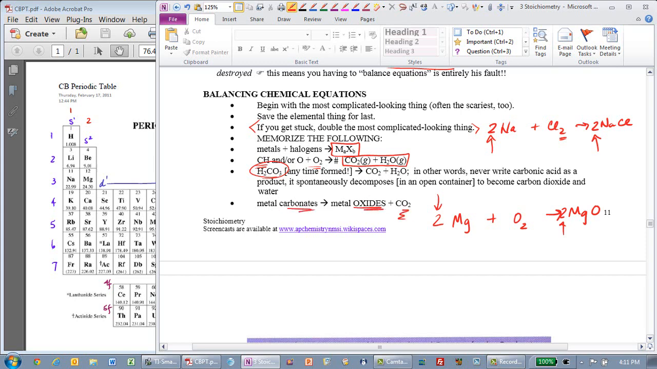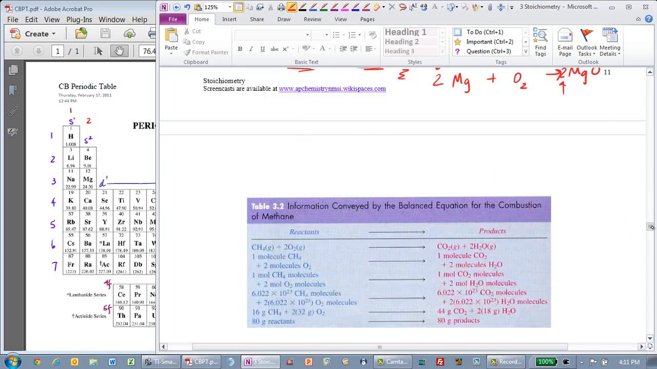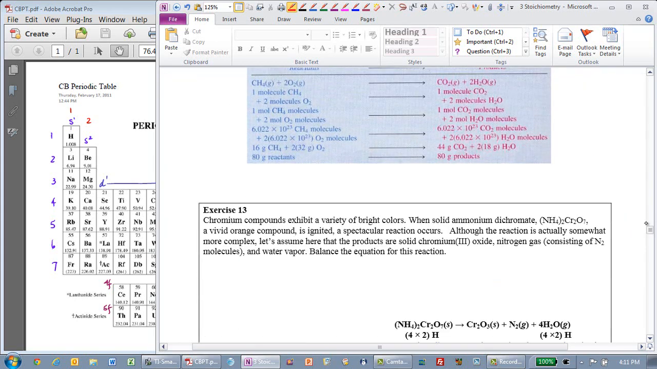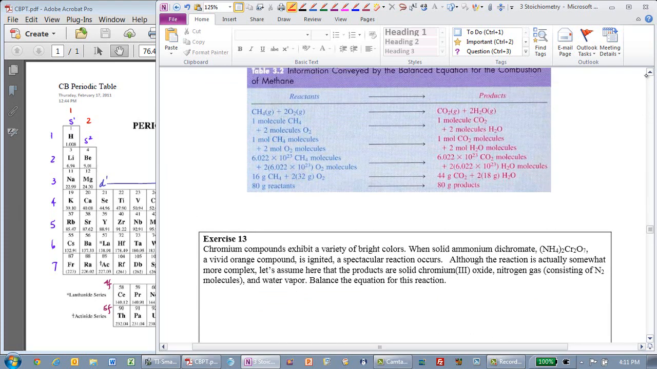So this is just a few general things that you might as well give up and memorize out of self-defense, because you're going to see them quite a bit through the course, and you don't want to constantly be scratching your head wondering how that works. This little chart is just some good information that's conveyed by balancing chemical reactions, and this one is conveyed by the balanced equation for the combustion of methane.